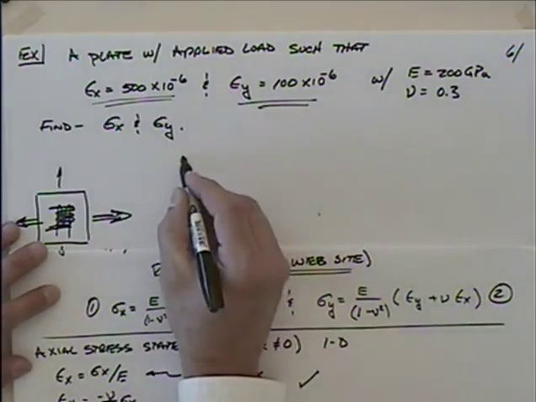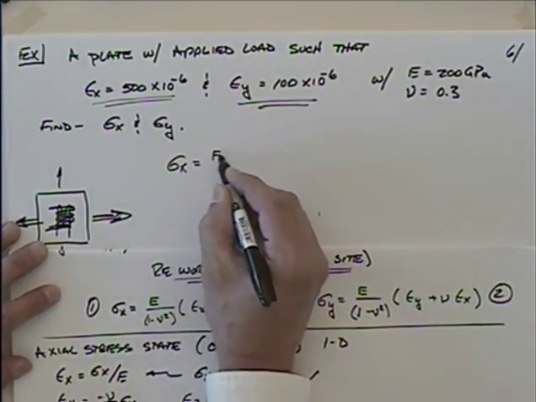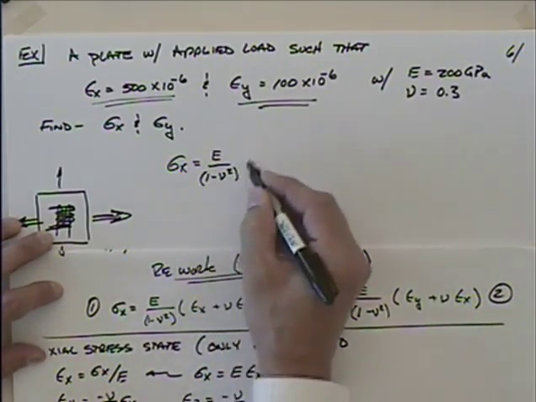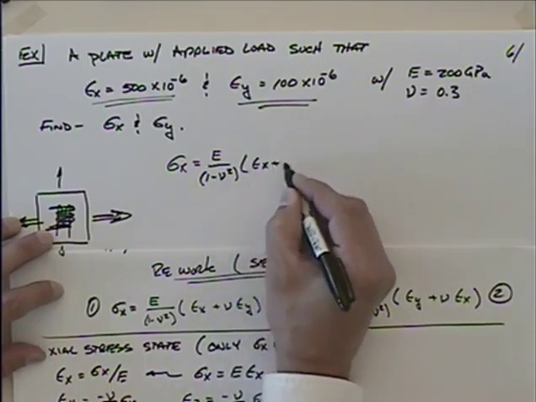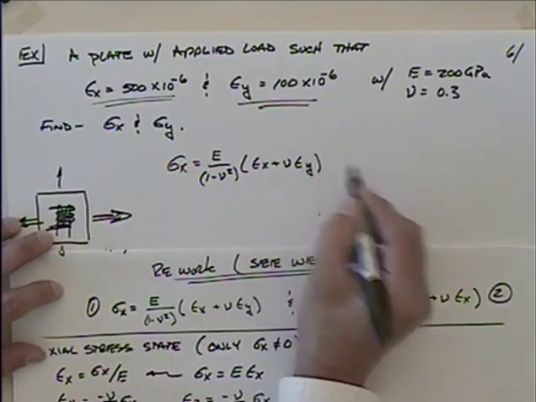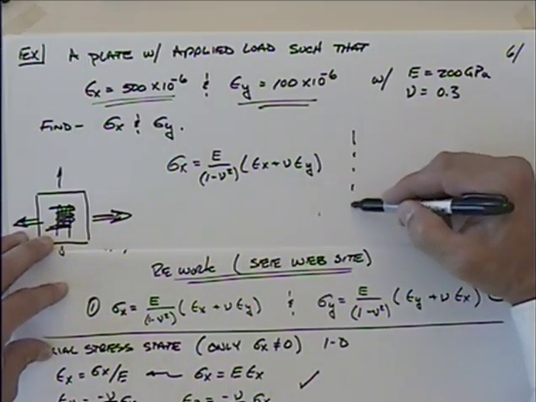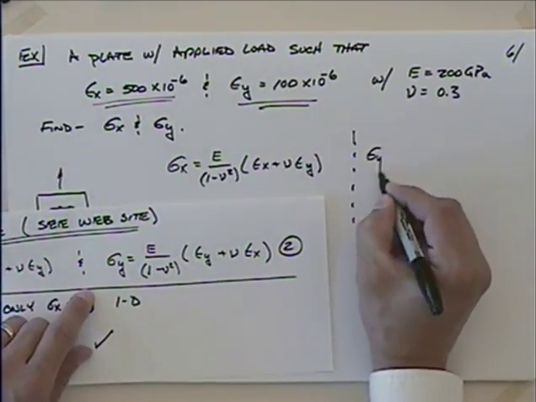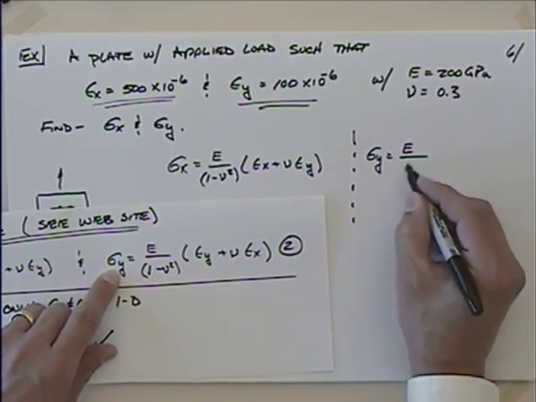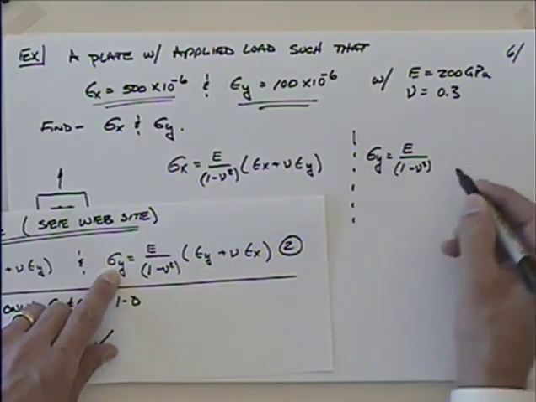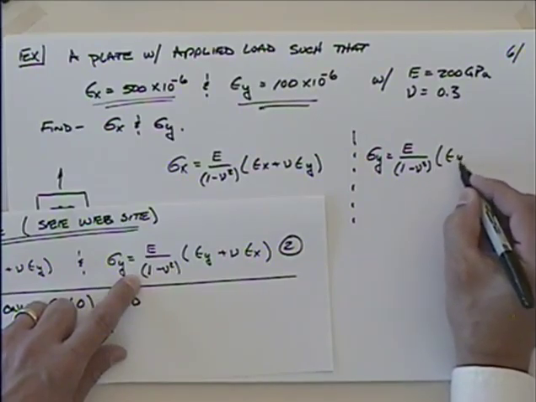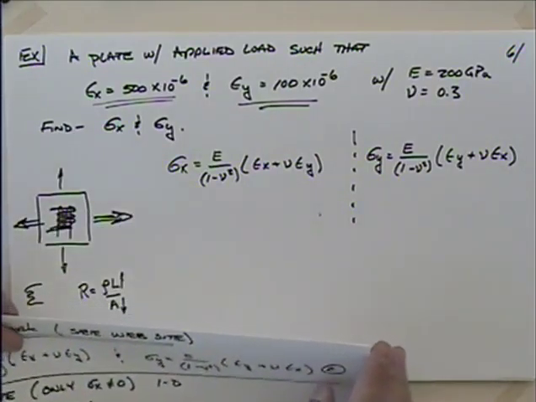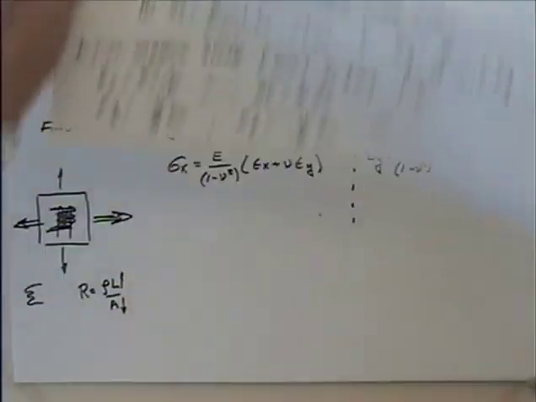So I could say that sigma x is equal to Young's modulus E divided by 1 minus Poisson's ratio squared, times epsilon x plus Poisson's ratio times epsilon y. And then over here we'd have sigma y being equal to Young's modulus divided by 1 minus Poisson's ratio squared, times epsilon y plus Poisson's ratio times epsilon x. So those are our equations.